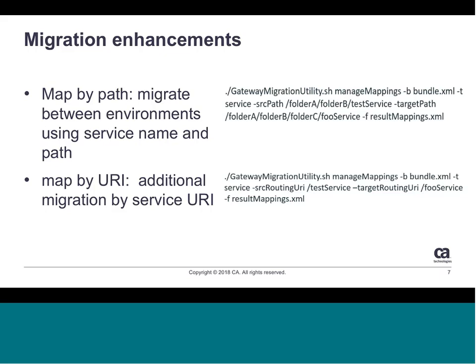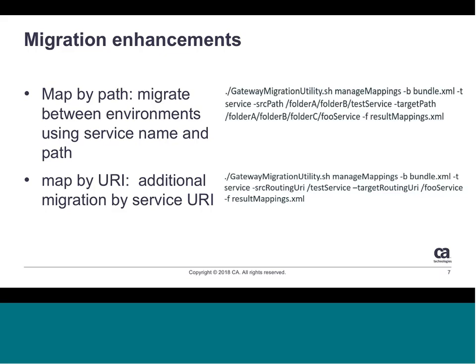So in 9.3, we've extended the functionality of GMU and RESTman to incorporate that type of flexibility and allow the migration of services by name from one environment to the other. We've actually added two different commands here, one for mapping by path. This is an extension to map by name, which would allow a user to migrate from a source to a destination using the name of a service, and additionally be able to move that service from one location on the source gateway to another location on the destination gateway by name and by path.